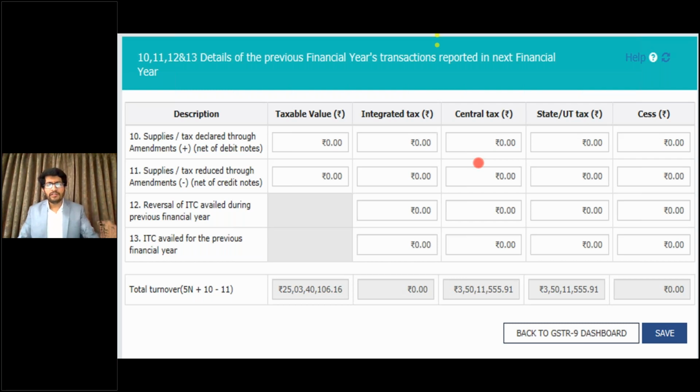This is a very important table, and in my next video I would specifically cover how to report differences, whether any difference in my 3B and my audited financial statements would be reported in these tables or in normal tables.